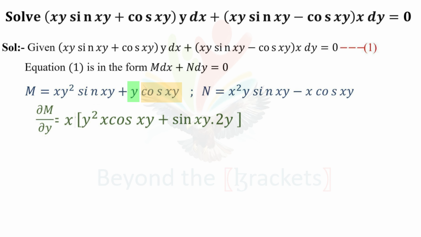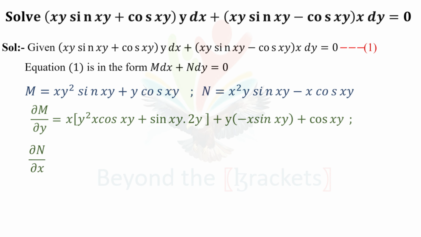For the second term, again you have y cos xy, so y is present in both the terms. Again uv rule is applied. First function y is written as it is. For the second function, differentiation of cos xy will be minus x sin xy. The second function will be written as it is, differentiation of y will be 1.